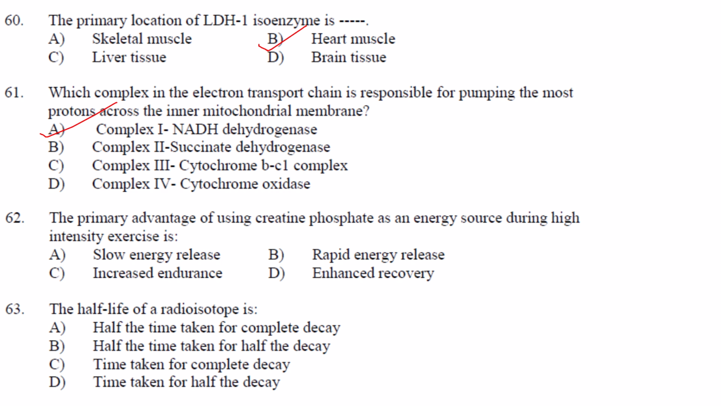Then next one. The primary advantage of using creatine phosphate as an energy source during high intensity exercise. So creatine phosphate, it has a role in rapidly regenerating ATP, which is the primary energy currency of a cell. And it will delay the onset of muscle fatigue.